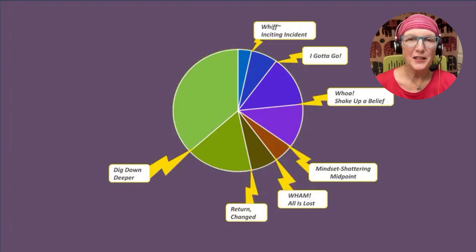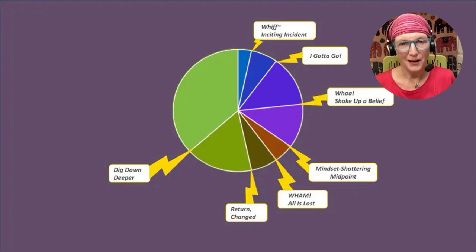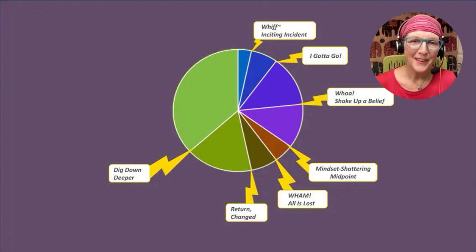What I find interesting is that the mindset-shattering midpoint happens about 1/3 of the way through the story, and the dig down deeper happens with about 1/3 left to go. That's a very unusual balance, and it really ups the conflict and the pressure and the drive in that very last segment. The reason I like to show these balances is because it helps us as writers.